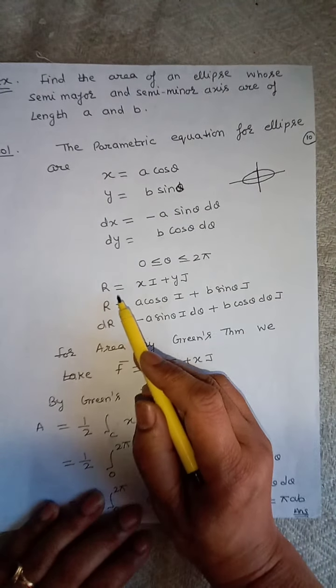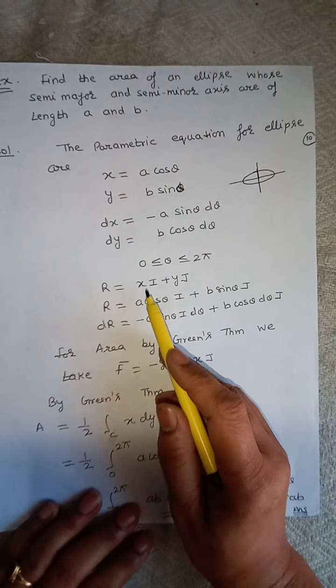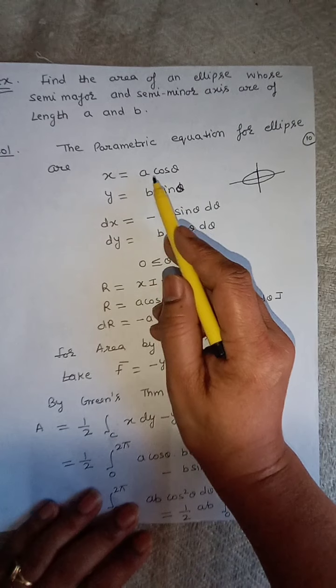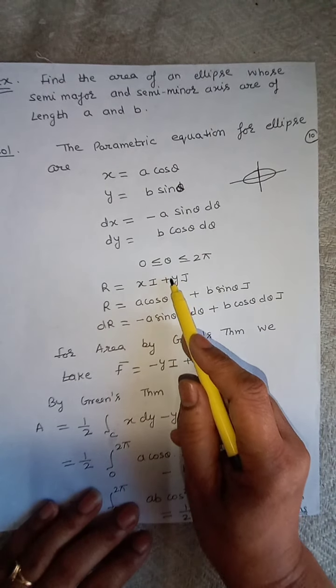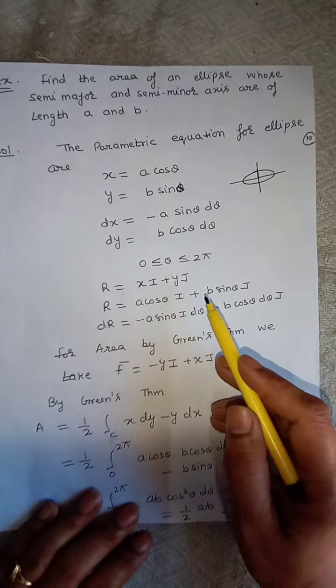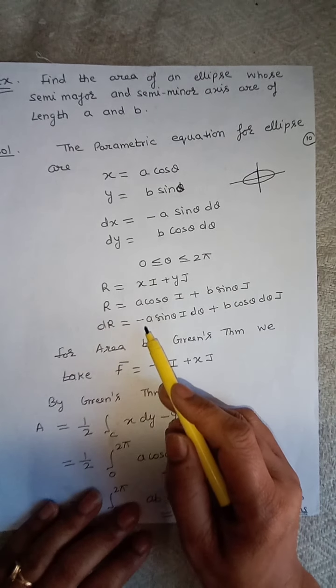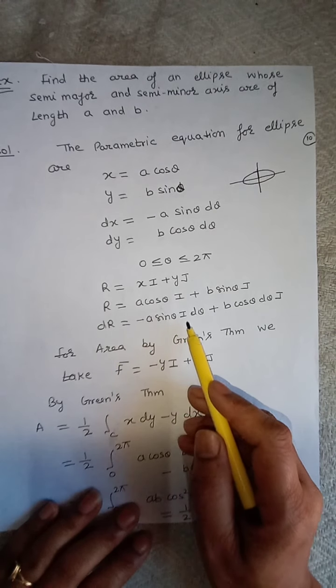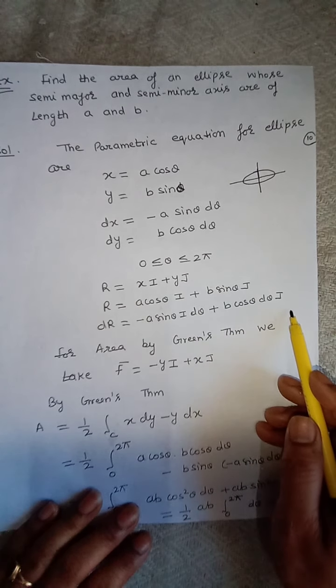Now we know that r is equal to xi plus yj. Put the value of x is a cos theta, so it is a cos theta i. Put the value of y is b sin theta, so plus b sin theta j. Now find dr. It is minus a sin theta i d theta plus b cos theta d theta j.